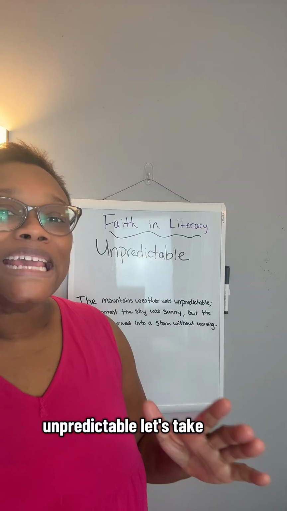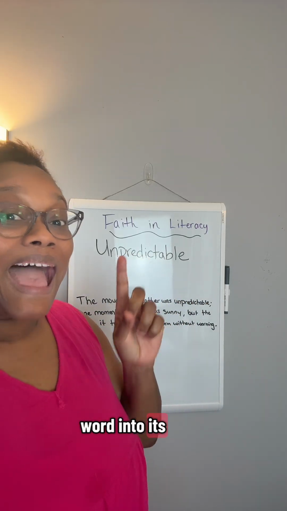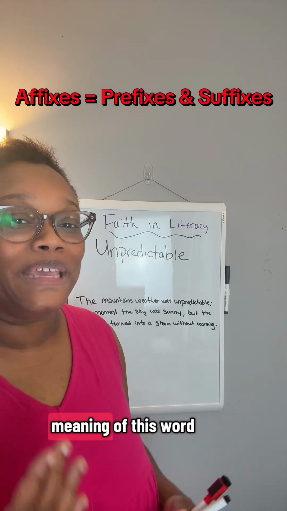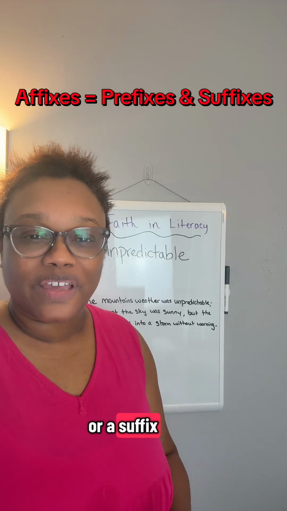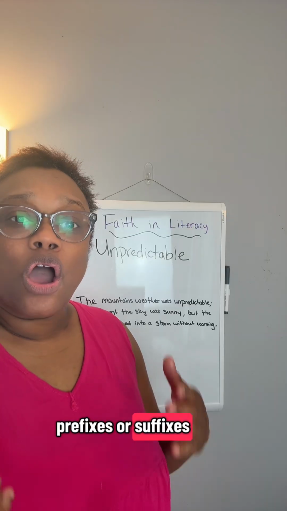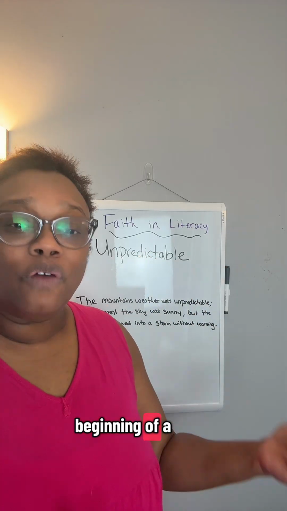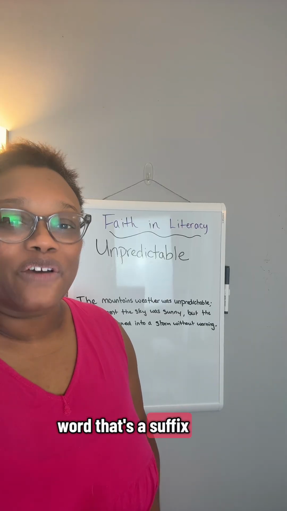Unpredictable. Let's take a look at first how we can break this word into its affixes and its root words in order to figure out the meaning of this word. Now, an affix is a prefix or a suffix. Prefixes or suffixes are letters that are added to either the beginning of a root word, that's a prefix, or the end of a root word, that's a suffix.